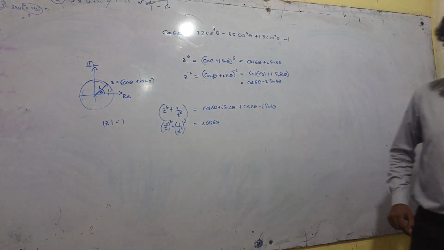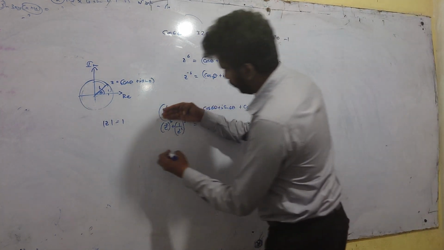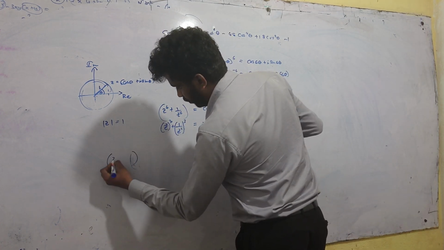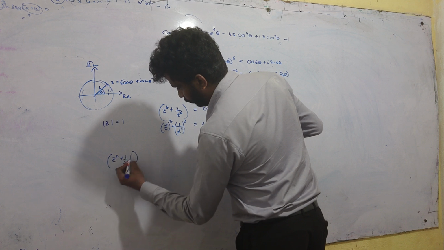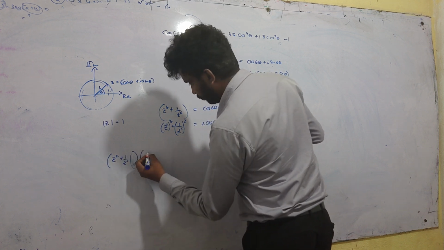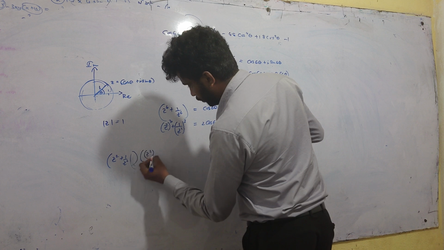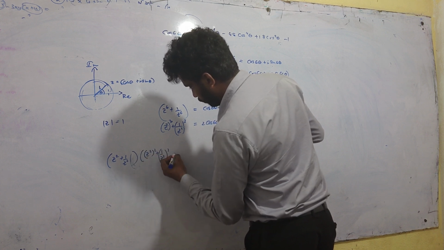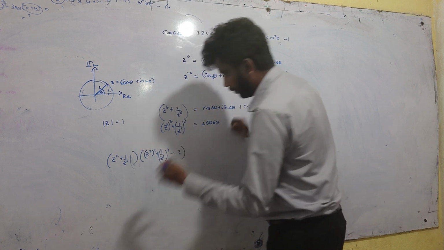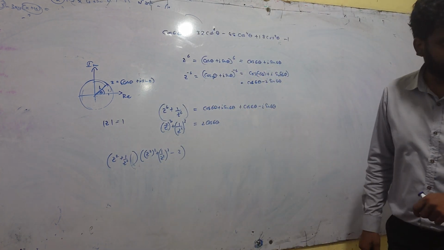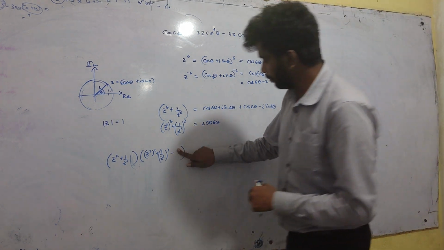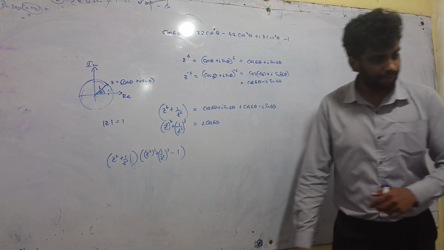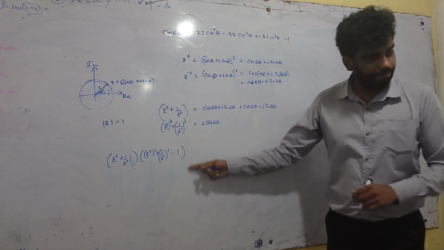You can factorize this, right? What are the factors of this? Z squared plus 1 over z squared into z squared to the power 2 plus 1 over z squared to the power 2 minus 1. I switch the sign, right? This one. You got it right.